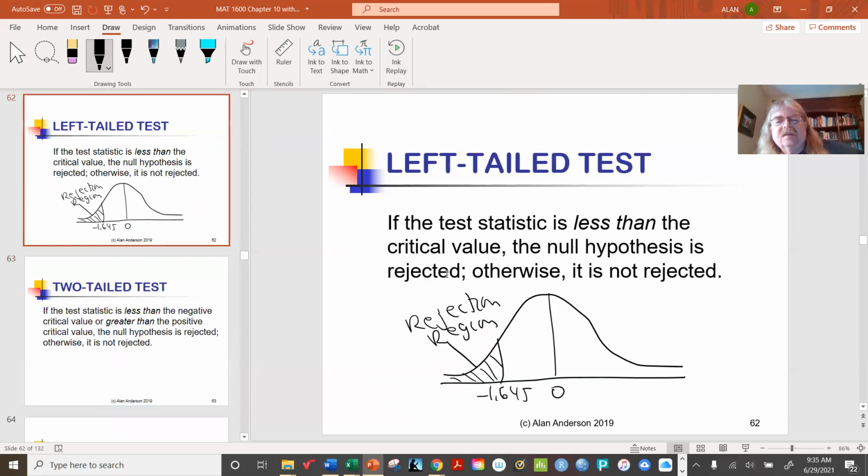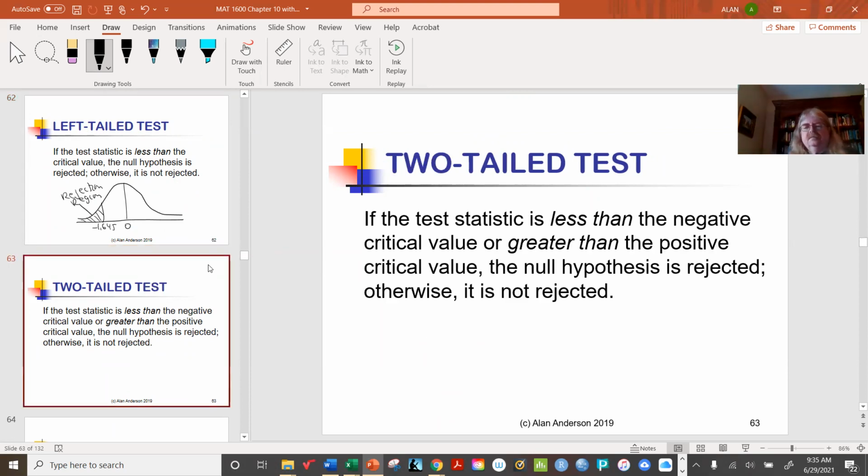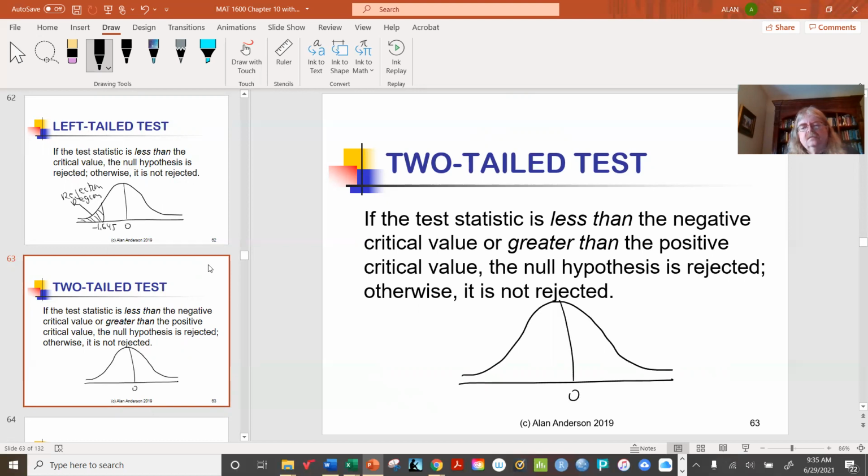And then, of course, with the two-tail test, we're splitting it up between two tails. So we'll have two different halves of the rejection region, you could say. And we'll split it up like this. So you can think of the rejection region here as having two halves. Either one will cause us to reject the null.